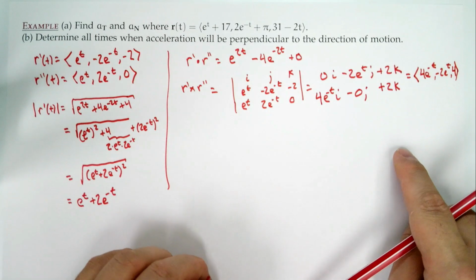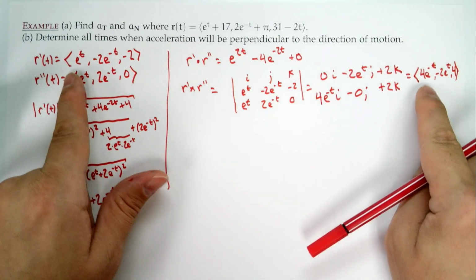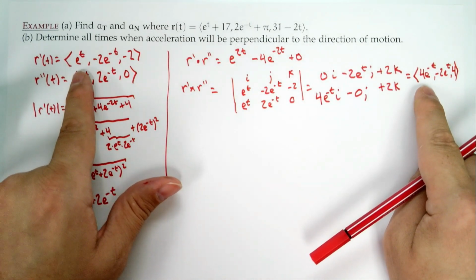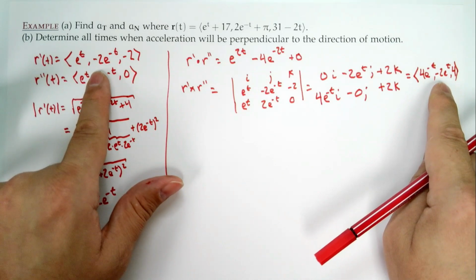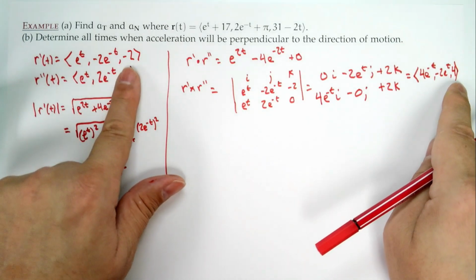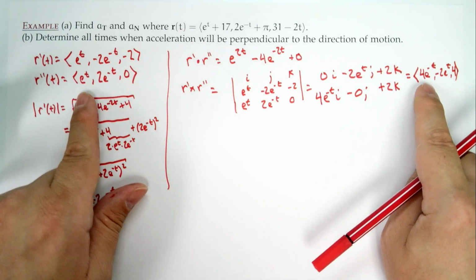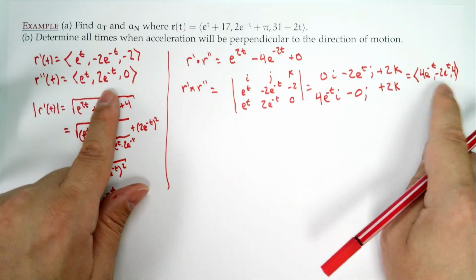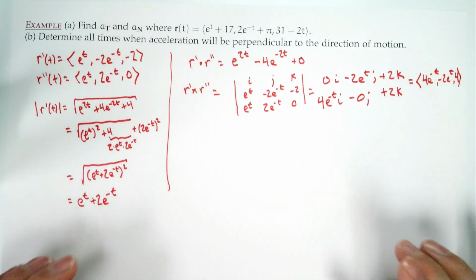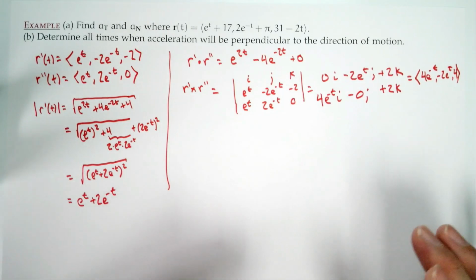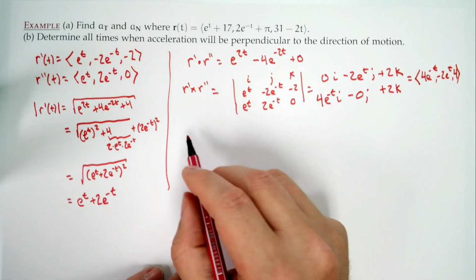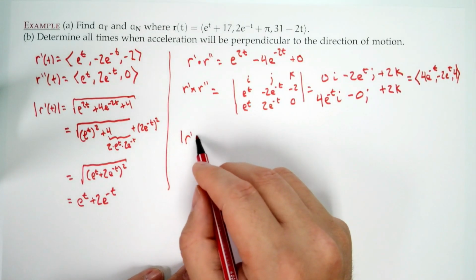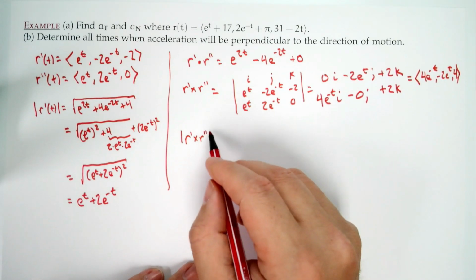And again, you can always check. So here we get 4, here we get plus 4, and here we get minus 8. That's good. Here we get 4, here we get minus 4, and then we get 0. So yeah, it works out. Good. All right. What's the magnitude here? Magnitude of r prime cross r double prime.